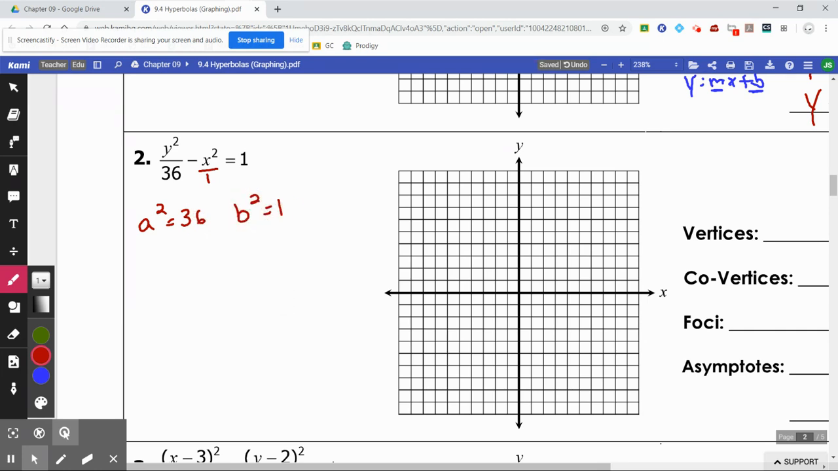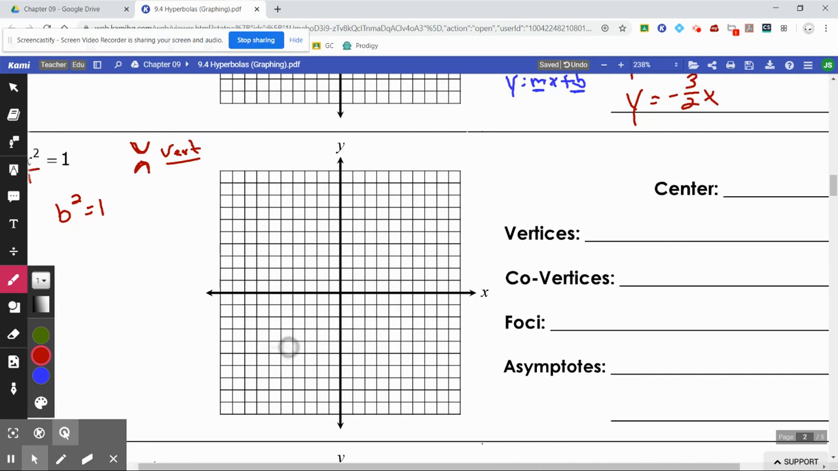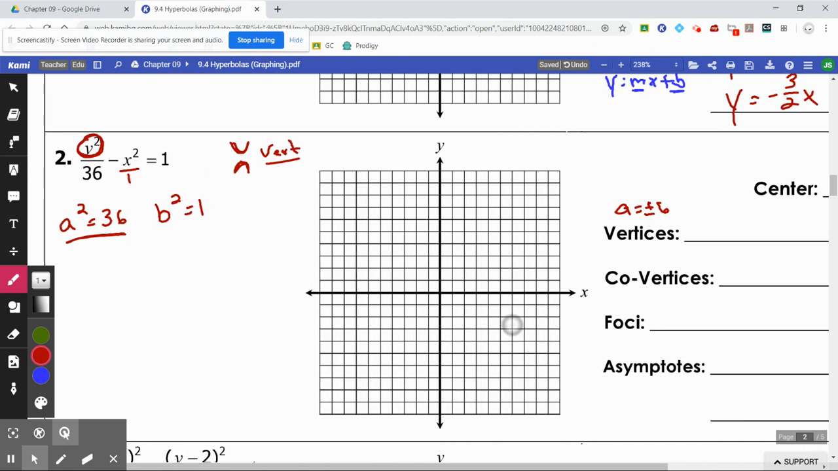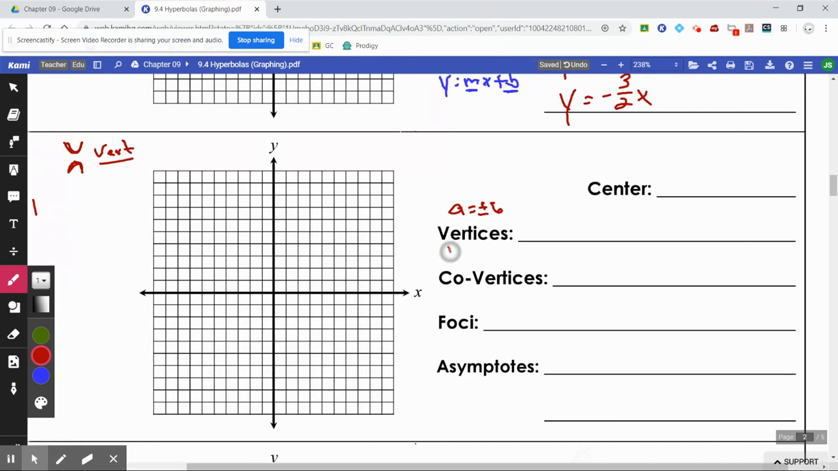We can always check, too: if y is first on hyperbolas, this is going to be a vertical hyperbola, so it's going to be cupped up and down. So our a squared values will be up and down values here. So these will be on our transverse axis. So our a values are going to be plus and minus 6. Our b value, since b squared is 1, will be plus and minus 1.